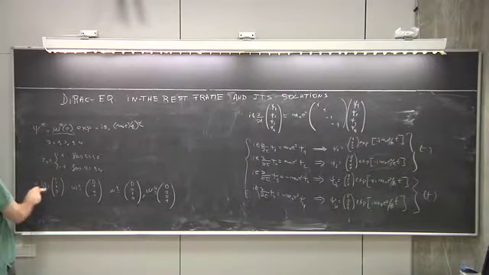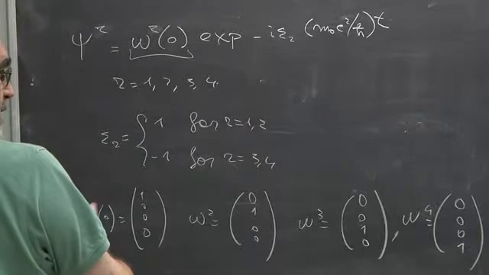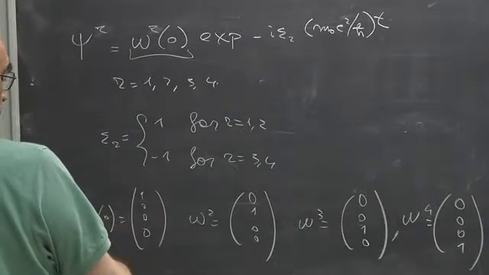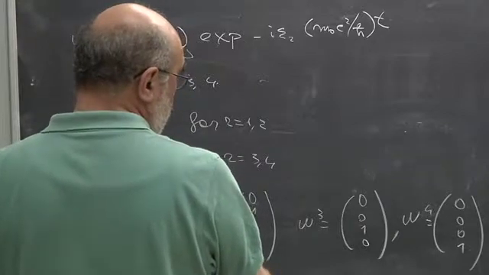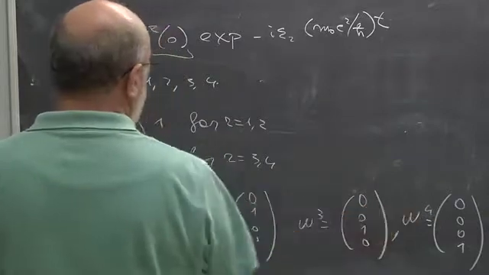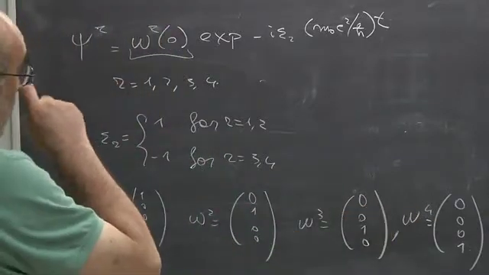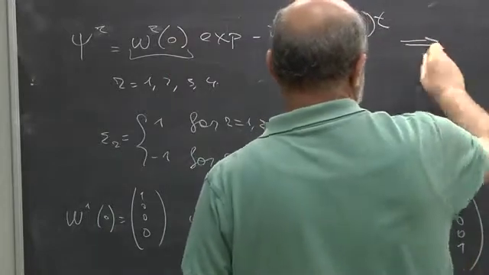But remember that this means the only element different from 0 in this spinor is the first. The only element different from 0 in this second spinor is the second. The only element different from 0 here is the third, and so forth. Okay. Now, this solution also has nice things.